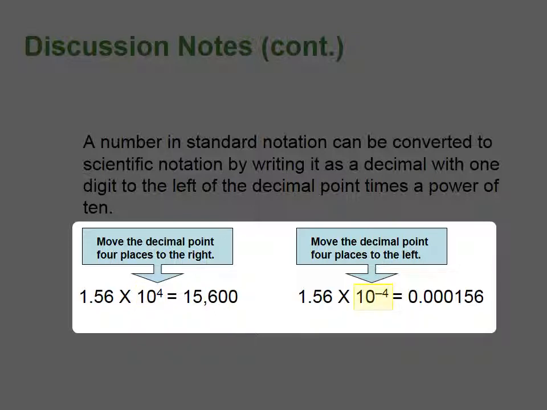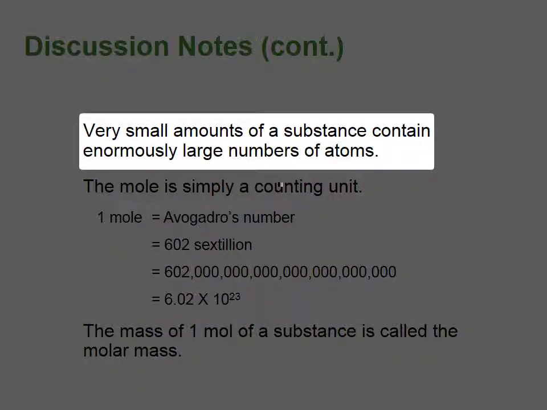When you multiply the same leading number by 10 to the negative 4th, you move the decimal point 4 places to the left in order to achieve the correct standard notation. Very small amounts of a substance contain enormously large numbers of atoms. For example, 2.2 times 10 to the negative 8th grams of aluminum contains 5.0 times 10 to the positive 14th, or 500 trillion atoms. Keeping track of all those atoms, even if you are using scientific notation, is cumbersome.